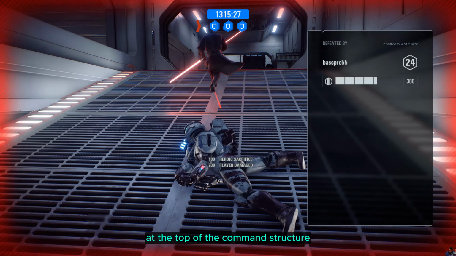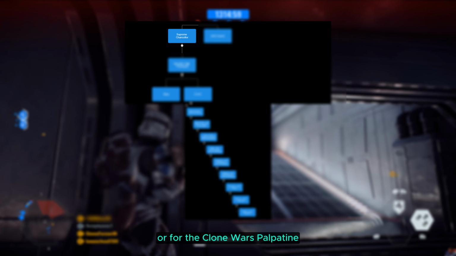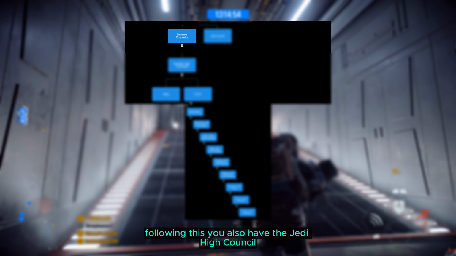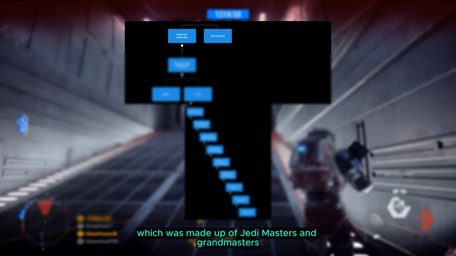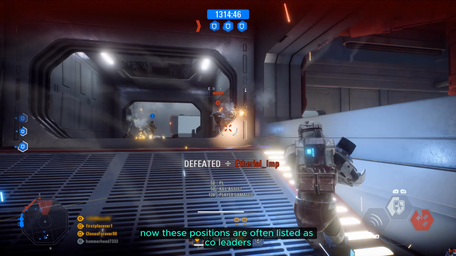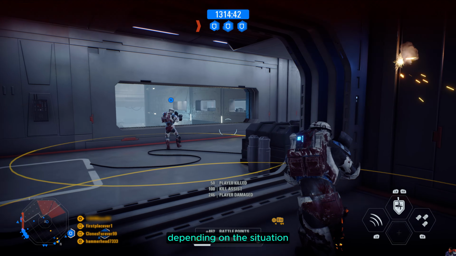At the top of the command structure for both the Navy and the Grand Army of the Republic, you had the Supreme Chancellor, or for the Clone Wars, Palpatine, as he acted as the Commander-in-Chief. Following this, you also had the Jedi High Council, or commonly referred to as the Jedi Council, which was made up of Jedi Masters and Grand Masters. Now, these positions are often listed as co-leaders of both military branches, but it's likely one had more power over the other depending on the situation.